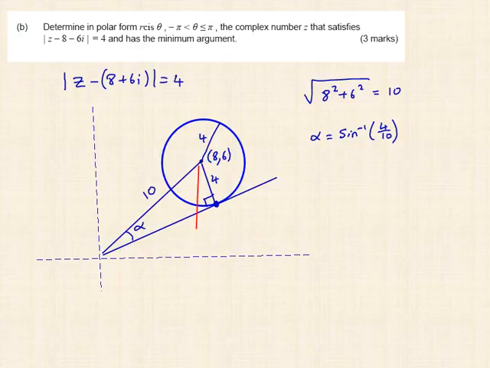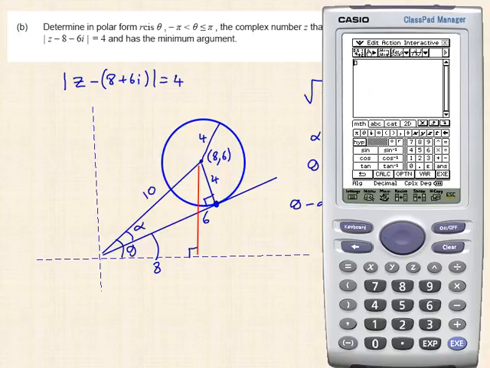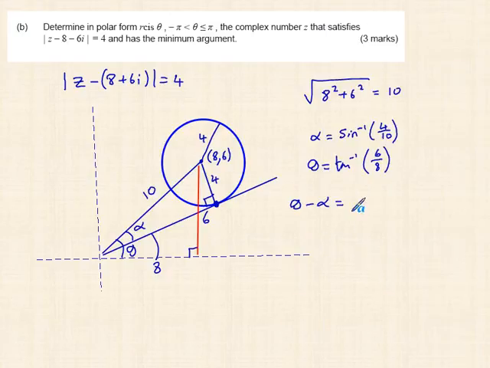Now we'll just form another triangle just here. Again, it's right-angled here, and since this is (8, 6), this is 6, and this is 8. I'm going to call this angle theta. Theta is the inverse tangent of 6/8, and the angle we want is theta take away alpha. So we're going to do the inverse tangent of 6/8 take away the inverse sine of 4/10, and that gives us 13.3 degrees.